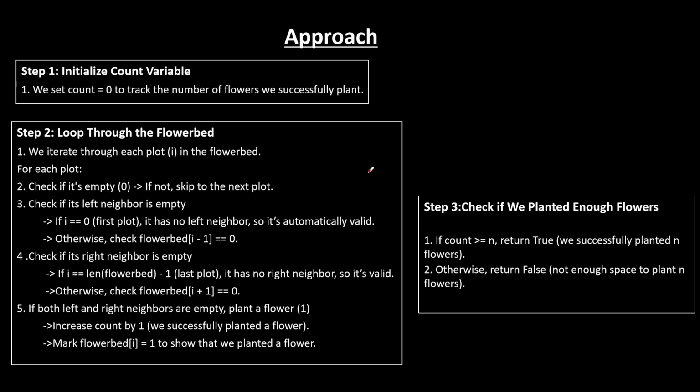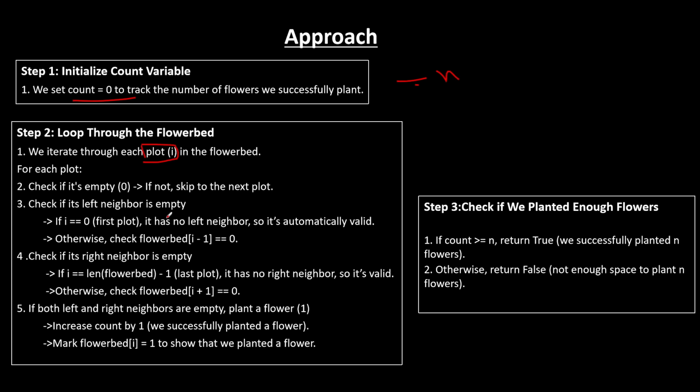What is the approach? Let's deep dive into the approach. First, we will keep a count variable. Why? Because at the end, we have to check whether this count matches the n so that all the flowers have been used or not. Now, second, we have to loop through the flower bed, and for each plot of the flower bed, we will be checking if it is empty or not.